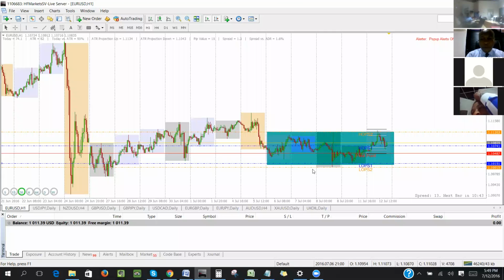I'm going to be looking at this box. I want to see price move below the low of last week. If we can get price to move below the low of last week, I'm going to consider selling this currency pair.